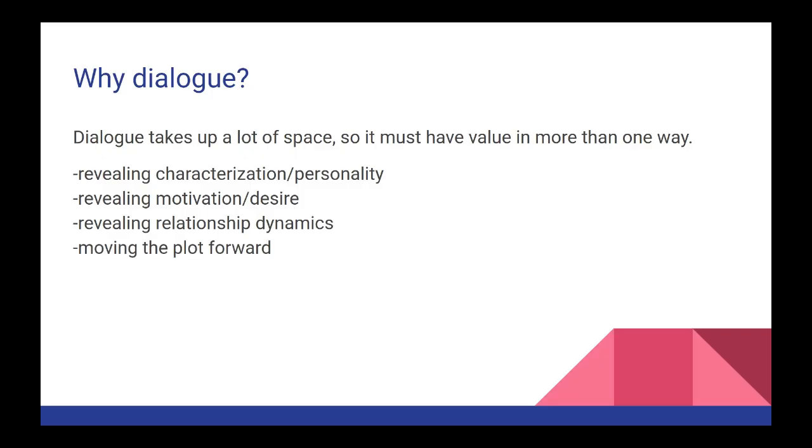We can also essentially move the plot forward. Are the things that characters are saying moving the action of the thing we're writing forward? And everything has some kind of plot. Even a poem that is more reflective or an essay that is meditative can have a plot. And so we can use dialogue to move that forward. You can engage or complicate conflicts. So what the characters say to each other can be tapping into the conflicts that exist in the story.